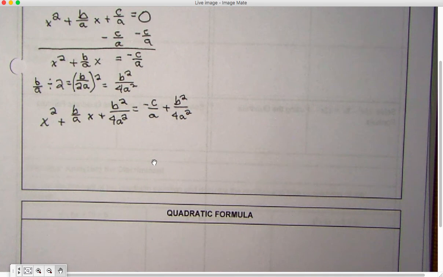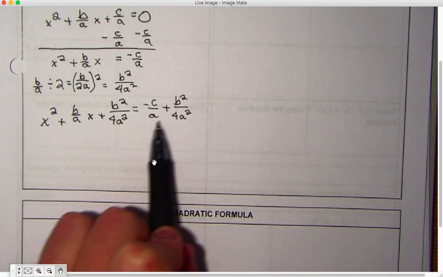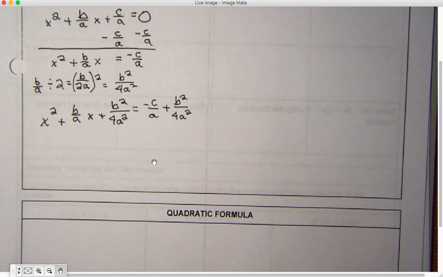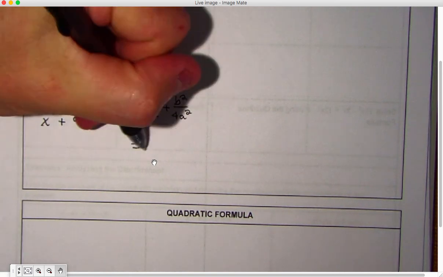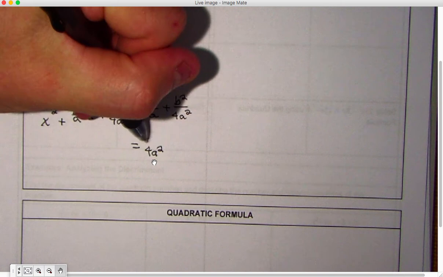All right. Our next step is to combine these two things. So we got to get a common denominator. So we have a common denominator of 4a squared. Okay?